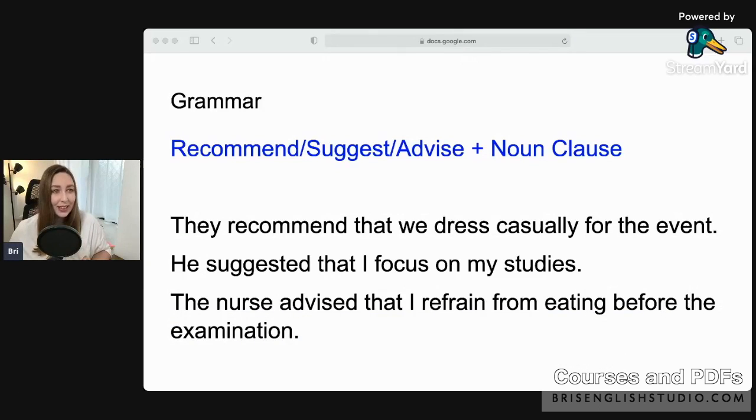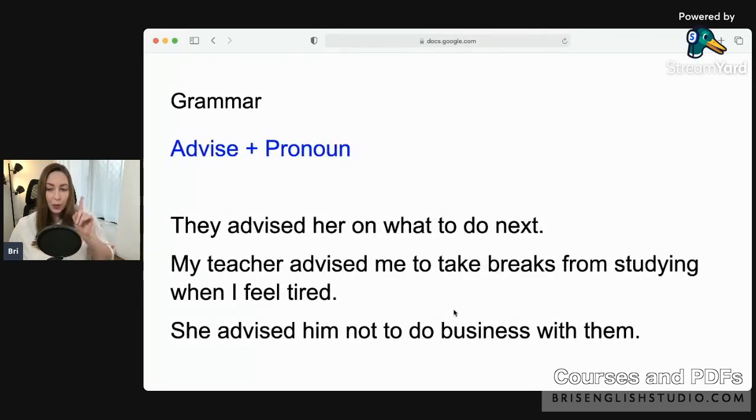Okay, very good. So let's check. Okay, so we finished this one. Last grammar point, we can use advise plus a pronoun, okay? So they advised her, here we have the pronoun, her. They advised her on what to do next, okay? This is very common grammar structure when we're looking at the word advise. They advised her on what to do next.